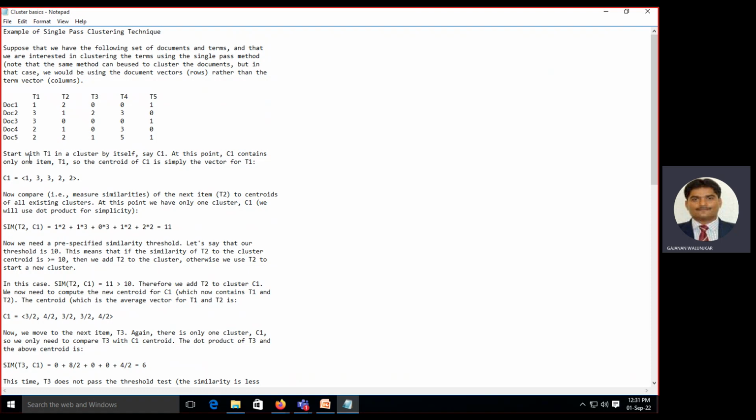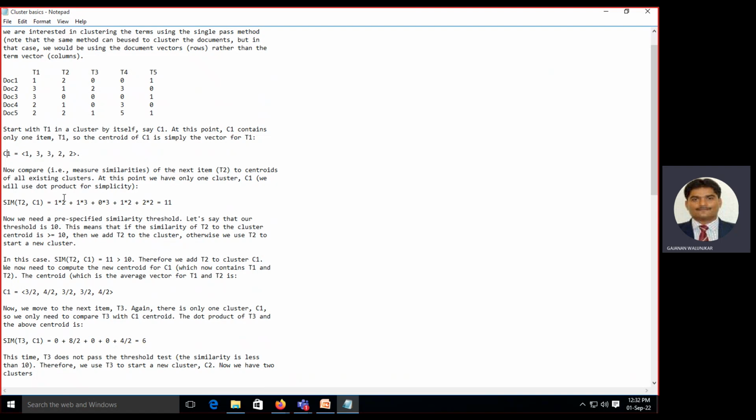Now how to start? We'll go for the term based clustering, right? We'll consider terms one by one and then we'll go for the clustering. So start with T1. We'll start with this particular term T1 in a cluster by itself, because by default the first term will go into the first cluster. So C1. We'll see that this T1 goes into the C1 cluster, with whatever the values of T1 for all the documents: 1, 3, 3, 2, 2. So this is the T1 which by default goes to cluster 1 initially, right?